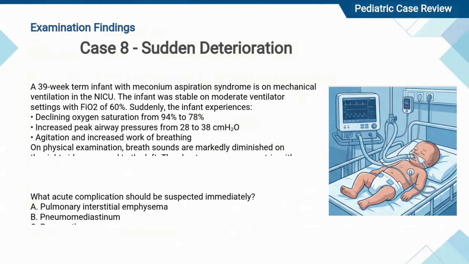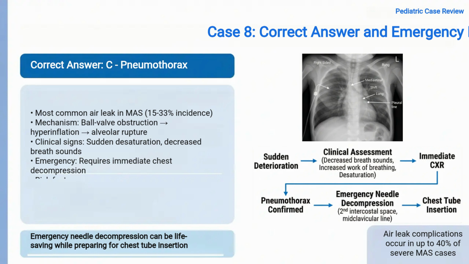What acute complication should be suspected immediately? Option A. Pulmonary interstitial emphysema. Option B. Pneumomediastinum. Option C. Pneumothorax. Option D. Ventilator-associated pneumonia. The correct answer is Option C. Pneumothorax. This is the most common air leak complication in Meconium Aspiration Syndrome, with an incidence of 15 to 33%.